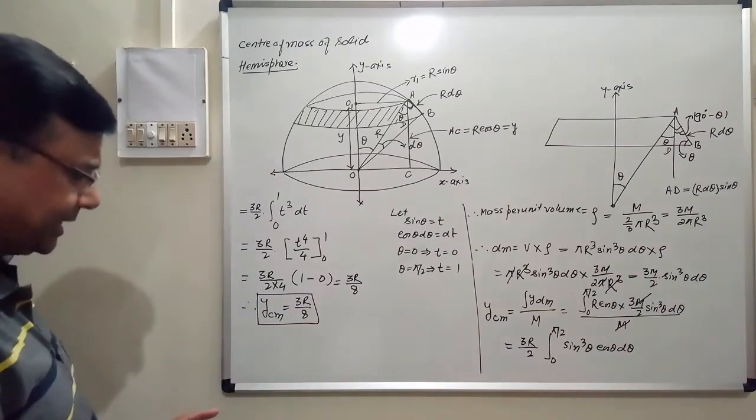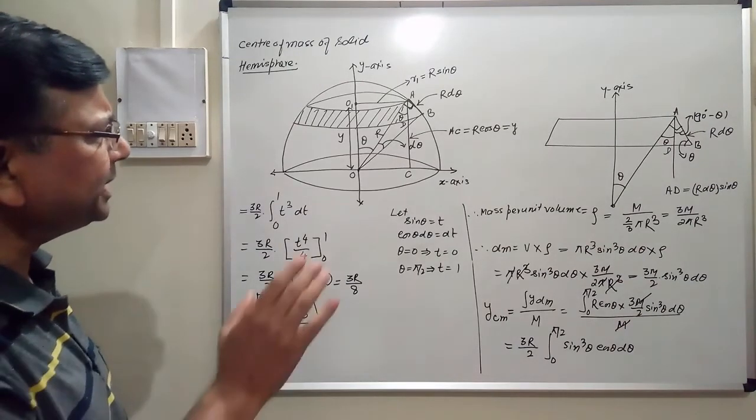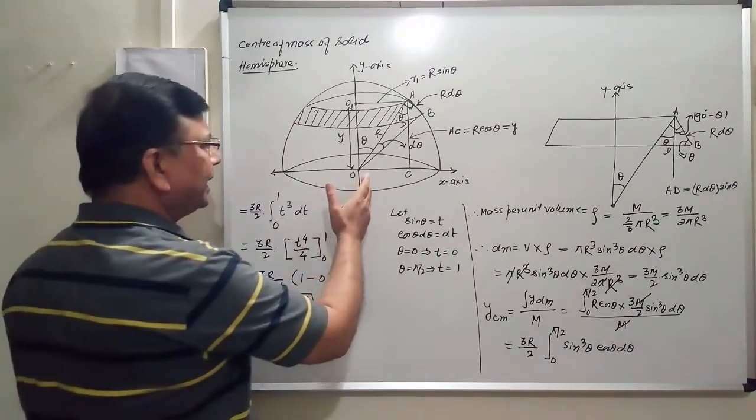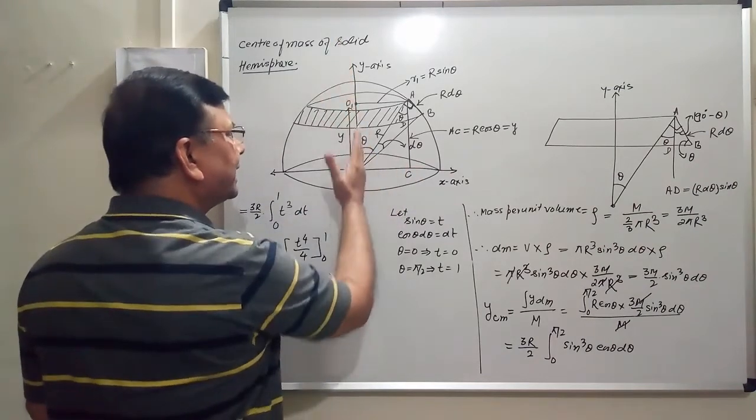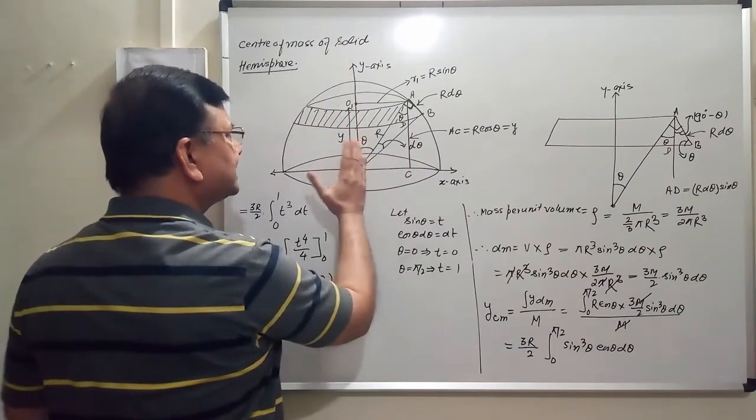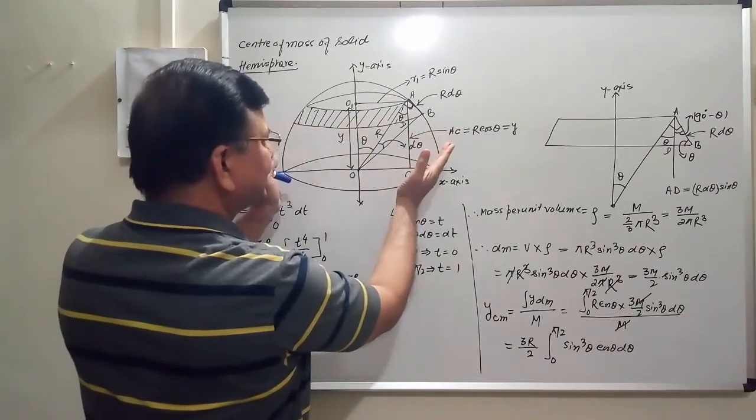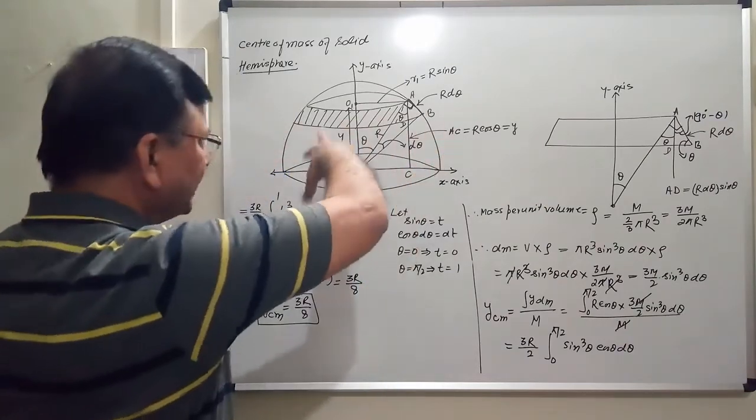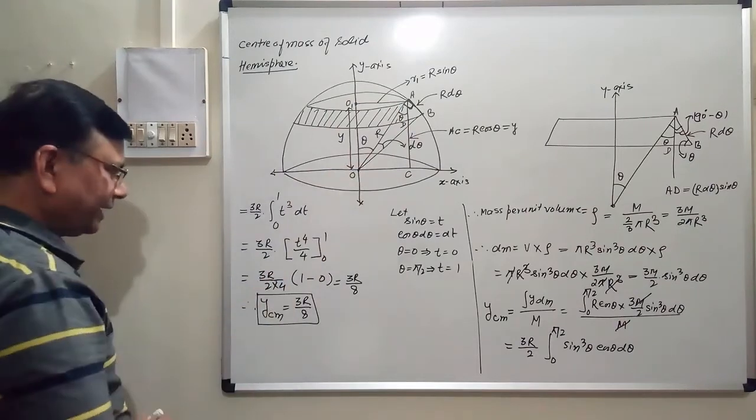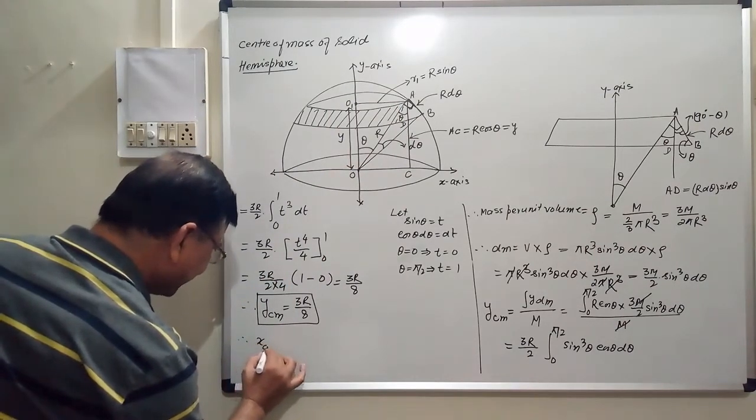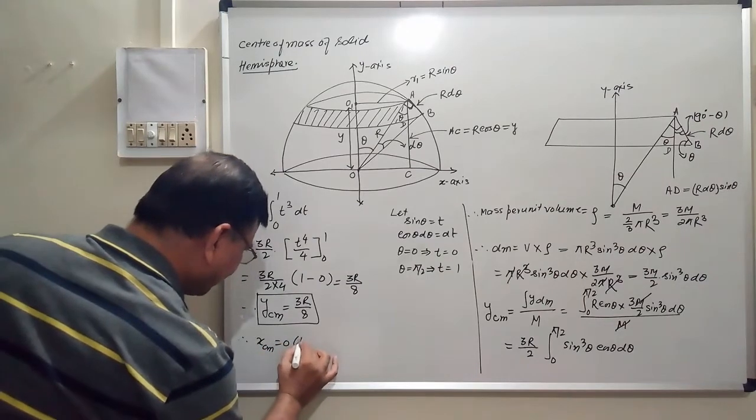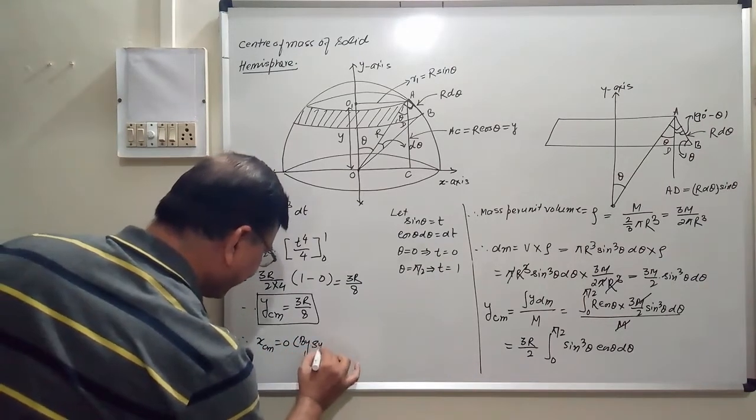And what about XCM? By symmetry, you see, by symmetry, x coordinate will be 0 because with respect to y axis, it is symmetrical on both the sides, right? So by symmetry, x coordinate will be 0. Therefore, XCM is equal to 0. By symmetry, you can write.